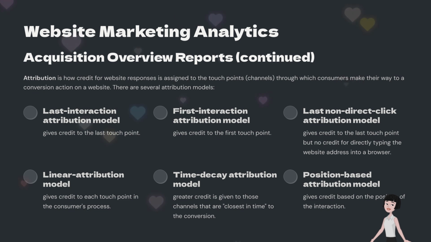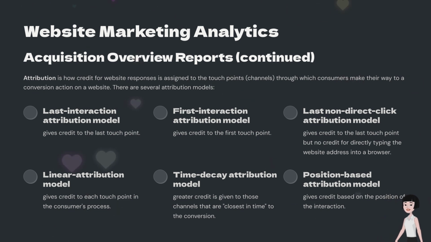Attribution is all about giving credit to the right touchpoints that lead to a conversion. There are several models used in GA4. The last interaction model gives credit to the final touchpoint, while the first interaction model credits the first. The last non-direct click ignores users who typed the URL directly.